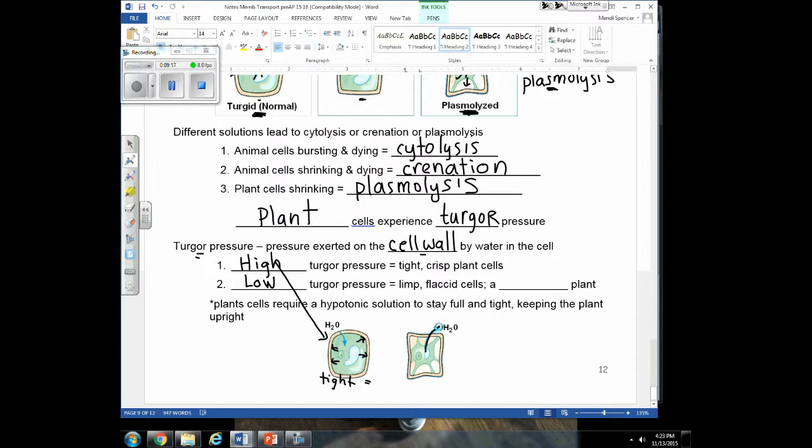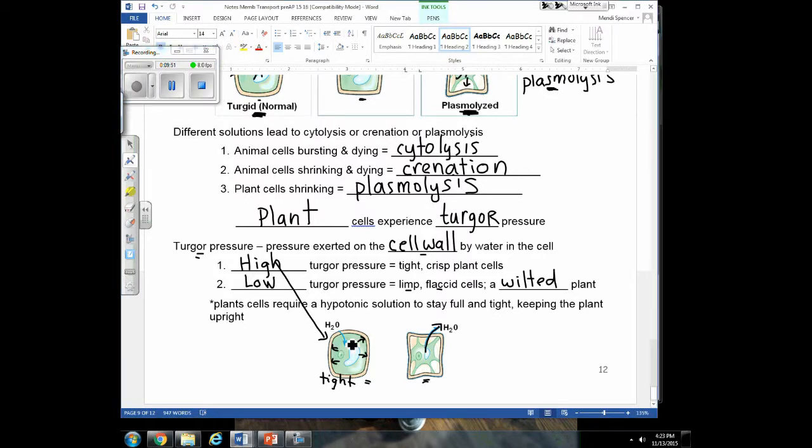But since the water is coming out of this cell over here, then we don't have this buildup of pressure due to water inside the cell. And so this is a squishy cell. It's really limp. It's really flaccid. This is actually what the cells are going to look like of a plant that's in your house that is wilted. So a wilted plant has plant cells that have low Turgor pressure. And so these cells are really squishy, and that plant's leaves will drop and it'll fall over because it doesn't have those tight cells to keep it upright.